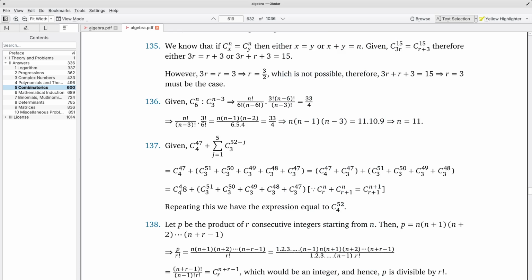This gives us 48C4. And in the next one, we will add 48C4 and 48C3. This term is already taken care of. It should be 48C3. And then you repeat this, and eventually you will get 52C4. So there are two typing mistakes in 137.